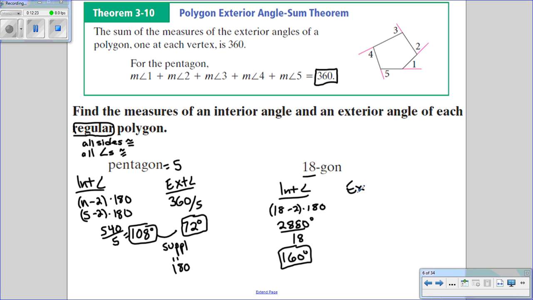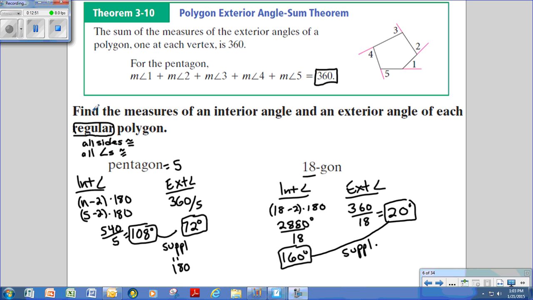Okay, the exterior angle is going to be 360. Again, even though it has 18 sides, every exterior angle, if we add those up, is going to be 360. So it's 360 divided by the number of sides, and that's going to give me my exterior angle, which in this case is 20 degrees. And again, notice that the interior and exterior angle are supplementary.